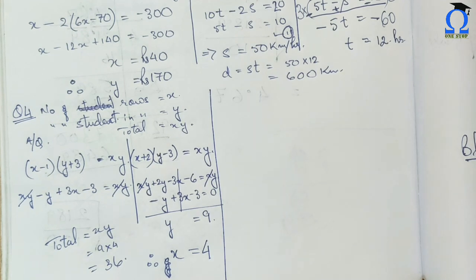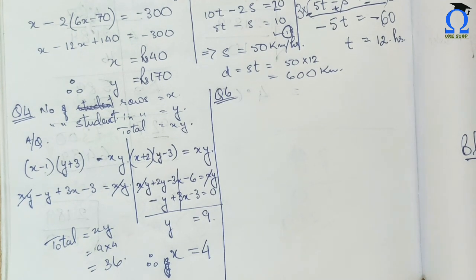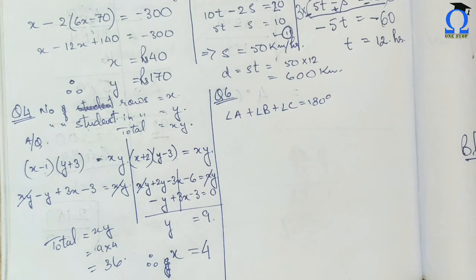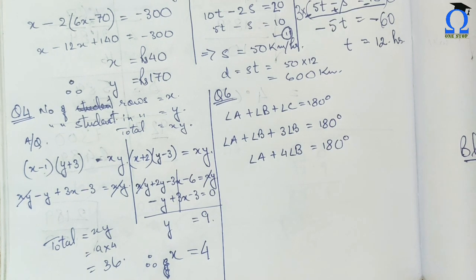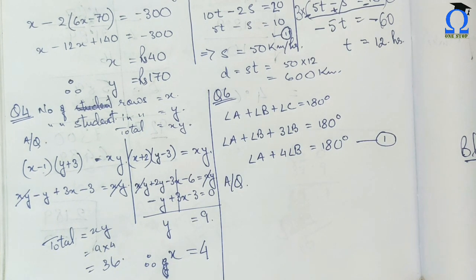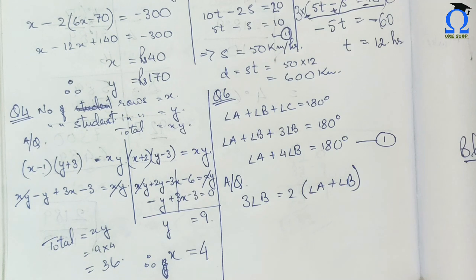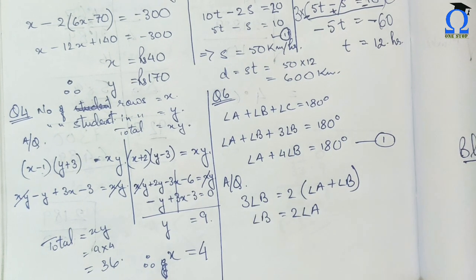Understood? Now let us move on to question number 6, in which we will just have to apply the basic angle sum property of a triangle, which can be written as angle A plus B plus C is equal to 180 degrees. Now replacing angle C as 3 of angle B, we will get our linear equation in 2 variables, first equation, and then from the question itself we have another equation. The 3 of angle B is equal to actually 2 of angle A plus B. Okay, now solving this we will get angle B is equal to 2 of angle A.